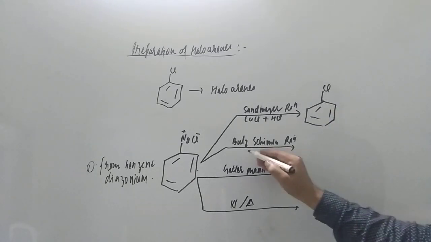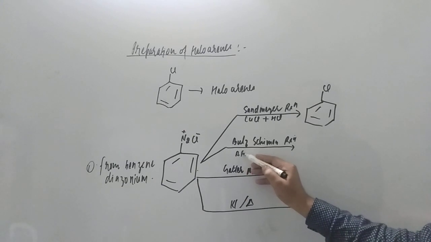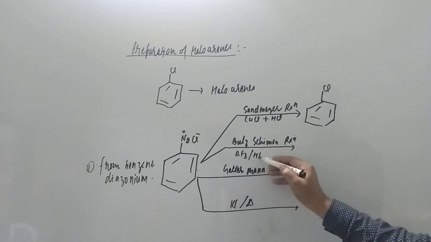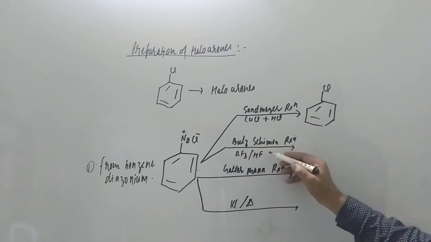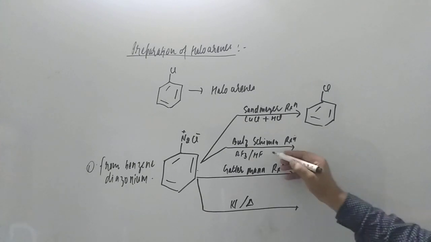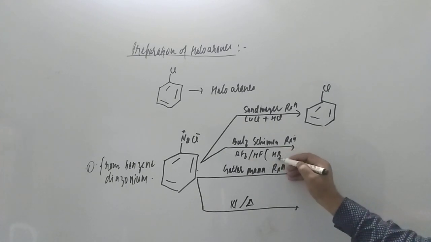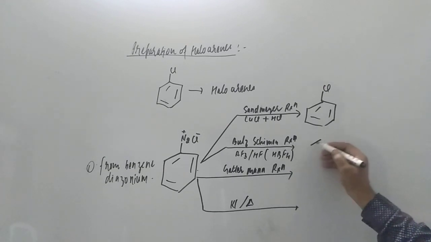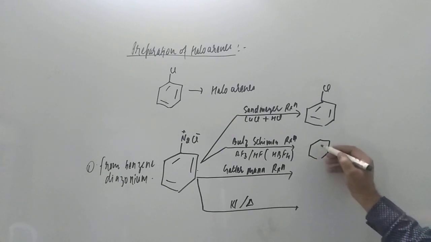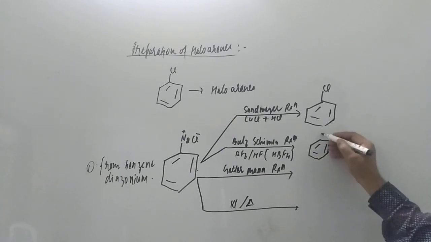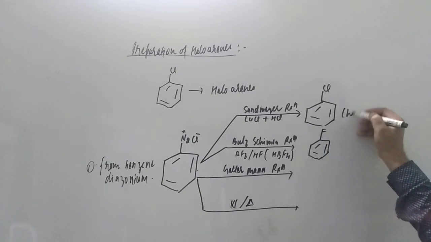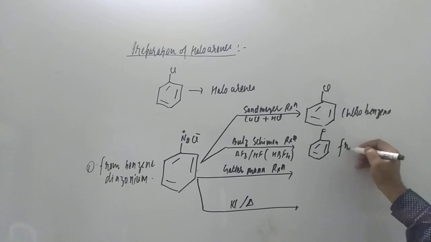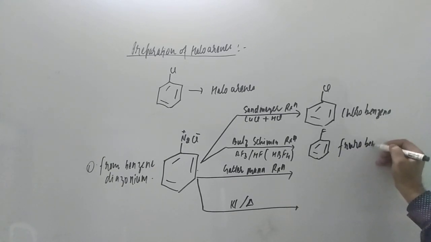Similarly, in the Balz-Schiemann reaction, you take BF3, or you can take HF, student. Then what will happen? It will form HBF4. This HBF4 will act as a fluorinating agent for the benzene. So here it will form fluorobenzene. This one is chlorobenzene, and this one is fluorobenzene.